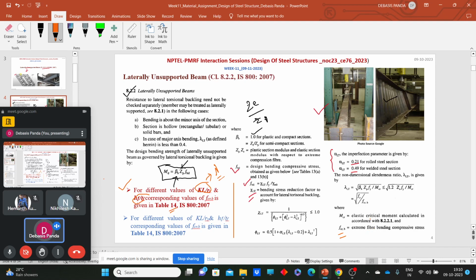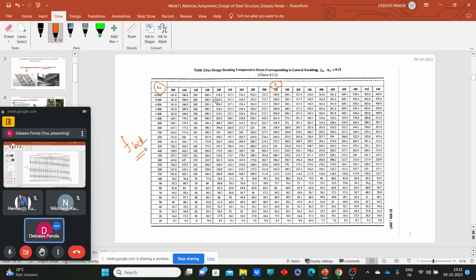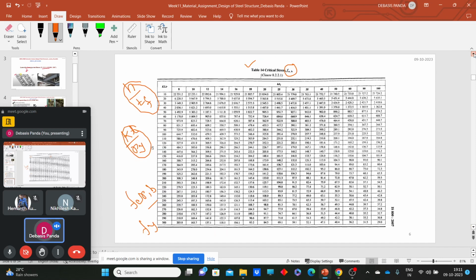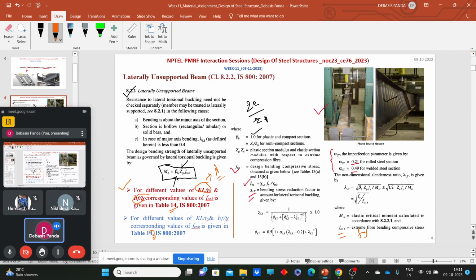Now when we can calculate the value of FCRB, then based on the value of FCRB and Fy from Table 13A, I have shown you the table, it is inserted here, we can calculate the value of FBD. So when we can calculate the value of FBD, using this equation we can easily calculate the value of MD, that means the design bending strength for the laterally unsupported case.